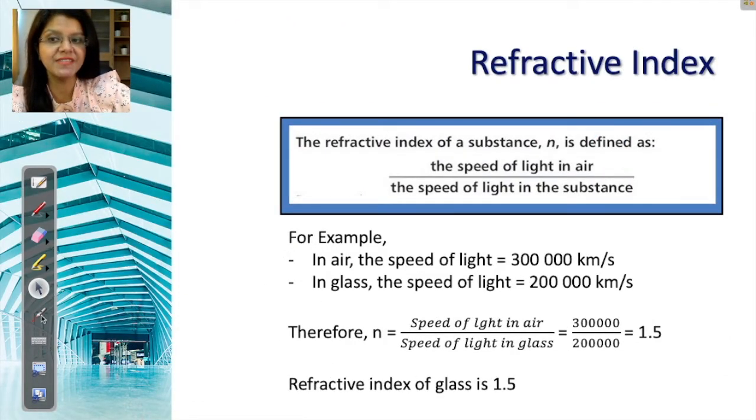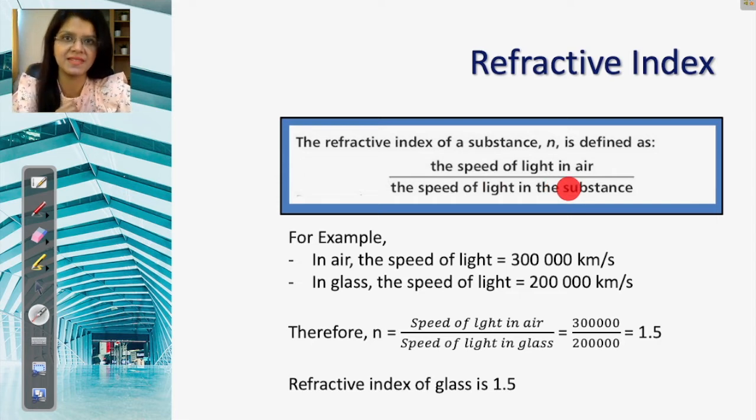What is refractive index? Another thing to note for the students, take out your notebooks and pens, write down the formula for the refractive index. Different transparent mediums have different refractive indices. So the refractive index is found for a substance. Refractive index of a substance n is defined as speed of the light in the air divided by the speed of the light in that substance.